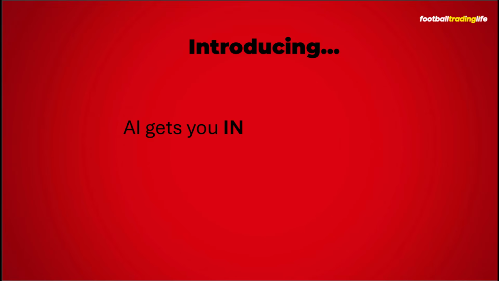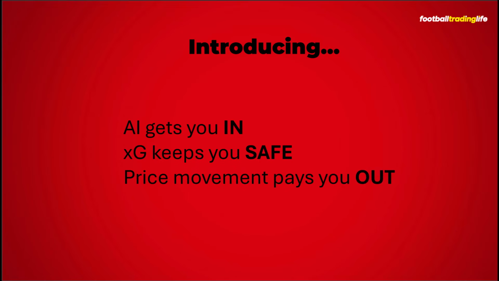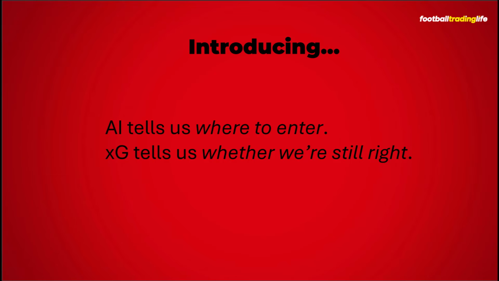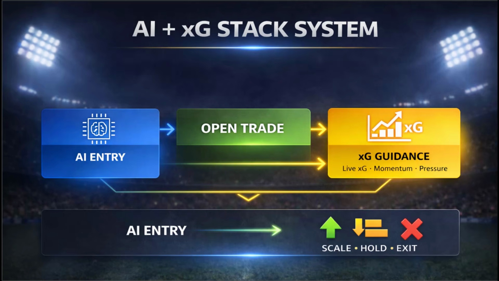AI will get you into the trade. XG is what keeps you safe. And then it's the price movement that is going to pay us out as football traders. Let me try and simplify it even more. AI tells us when to enter the trade. XG tells us whether we're still right. I think this slide that we're looking at right now really helps to make it all click and make sense for us. AI tells us where to enter the trade and XG is going to tell us whether we're still right, okay?